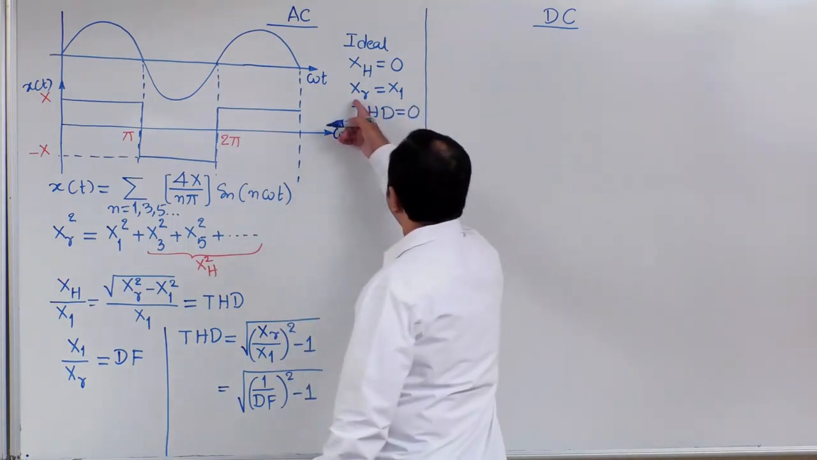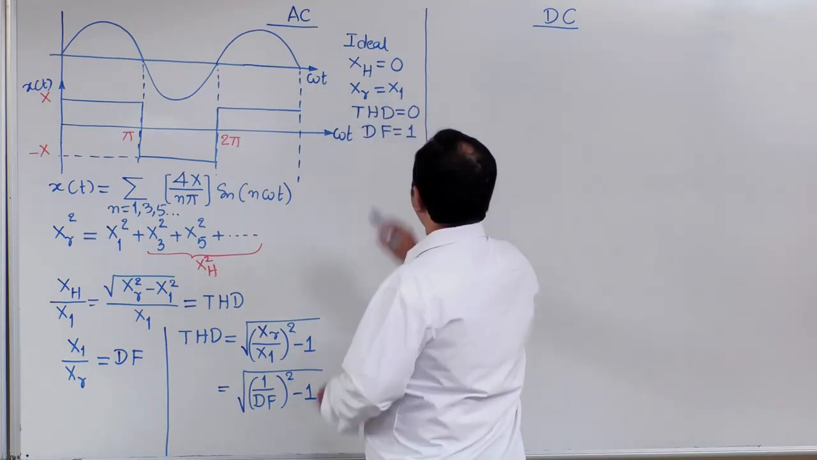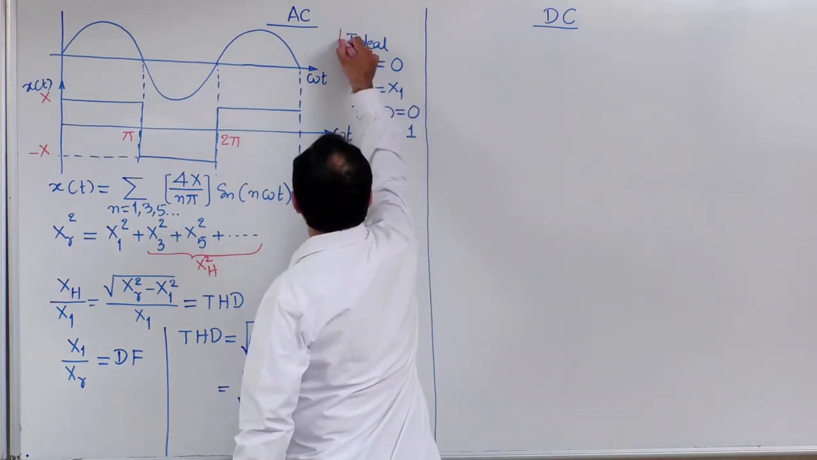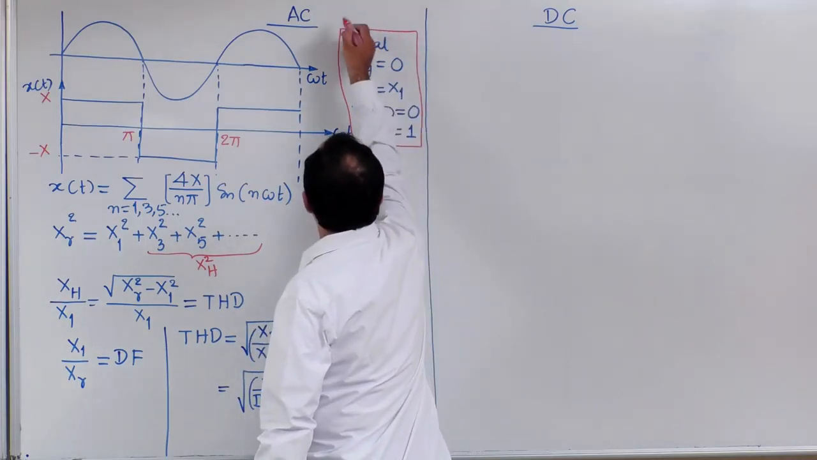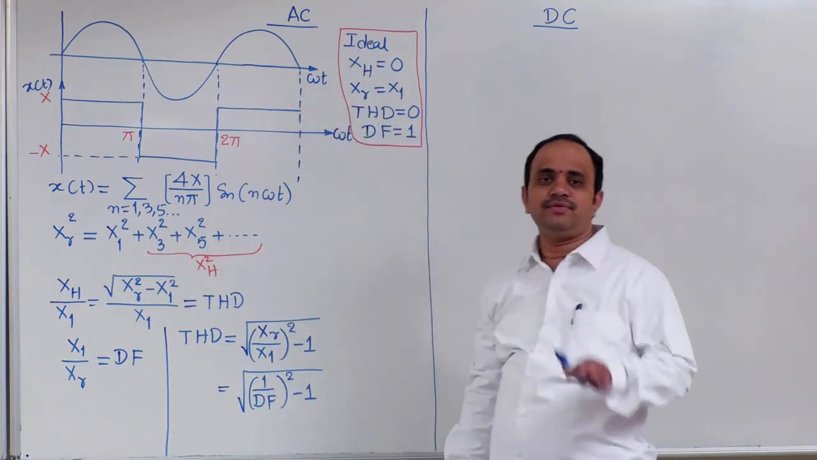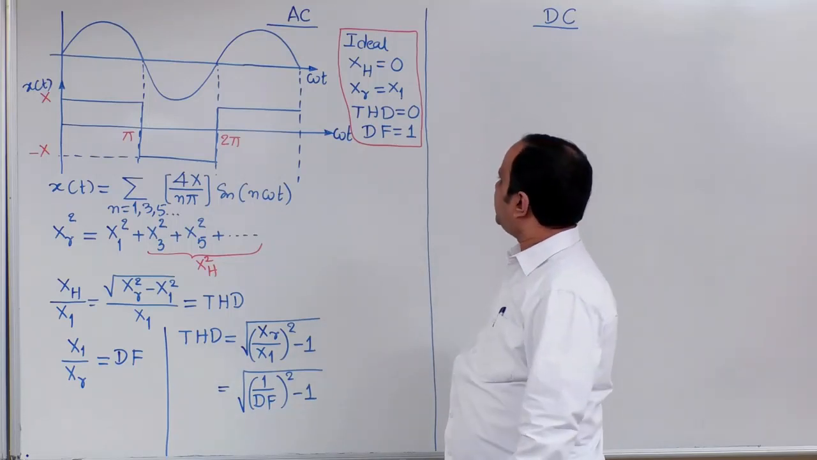And if xr is equal to x1, what is distortion factor? Distortion factor is equal to 1. Okay, so these are the properties of ideal AC waveform.